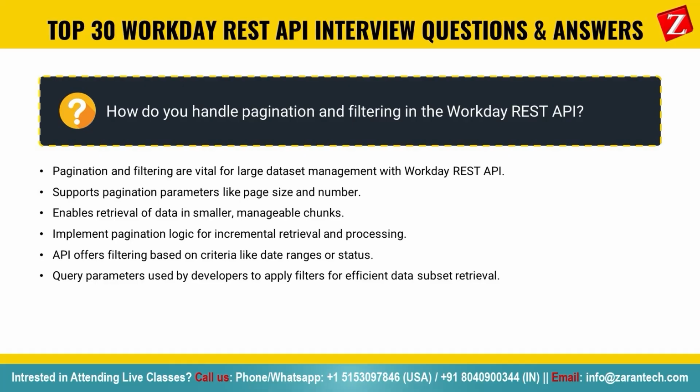Similarly, if you're interested in employees with a specific employment status, like active or terminated, you can use status-based filtering to narrow down your results. What's noteworthy is that developers can apply these filters using query parameters. This means they can tailor their API requests to fetch precisely the data subset they need. For instance, a developer might include parameters like start date and end date in their API request to retrieve records within a specific time frame.